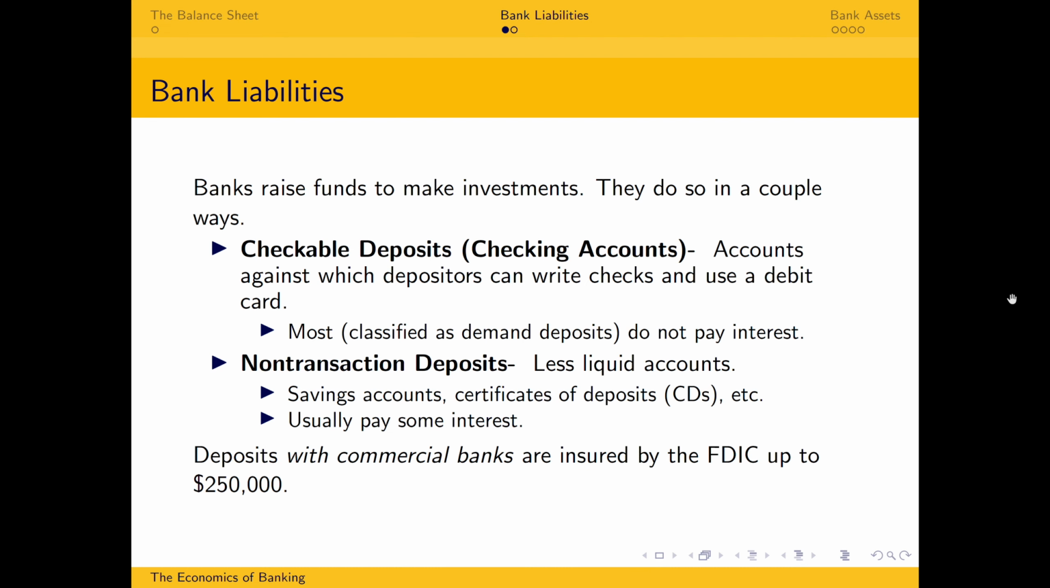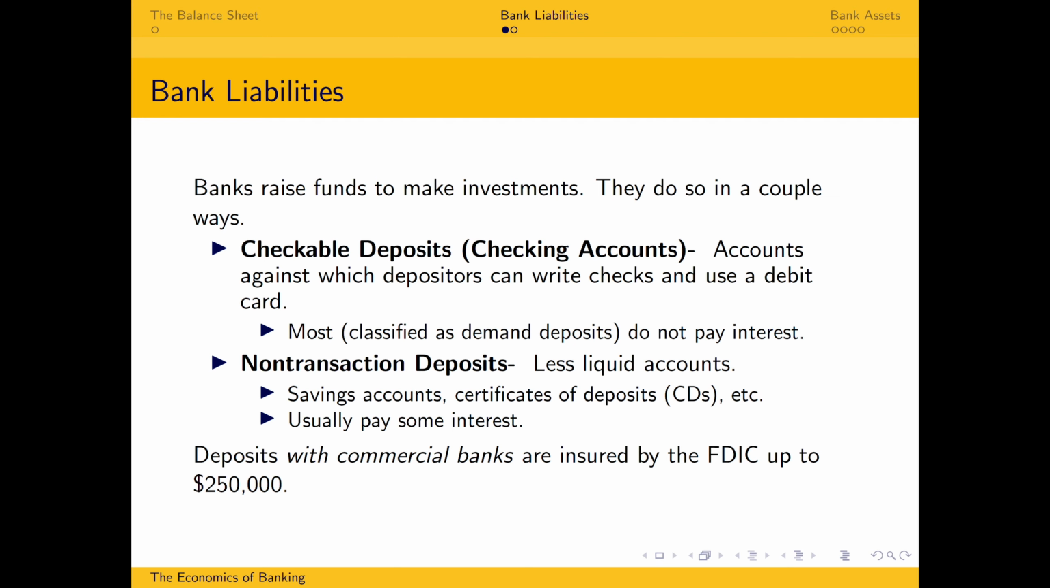Now, let's really zero in on the liabilities part of things. And banks, it is important to remember, are going to raise funds to make investments. Remember that we're talking about for-profit banks. We're talking about Wells Fargo, JP Morgan Chase, etc. And so they're for profit. They're trying to make money, and they do so by raising these funds for investments.